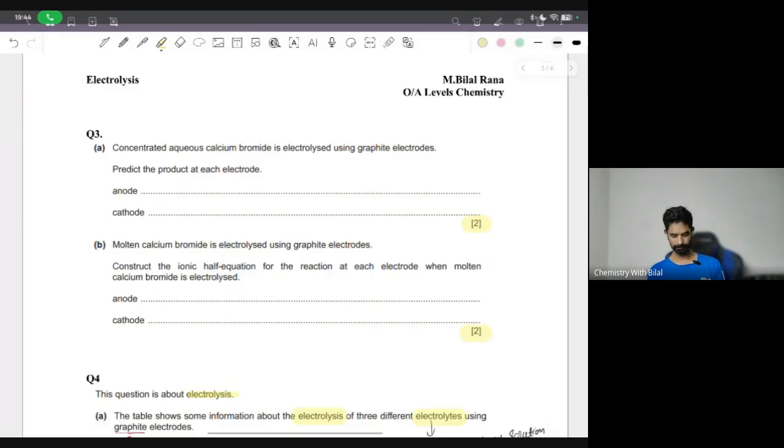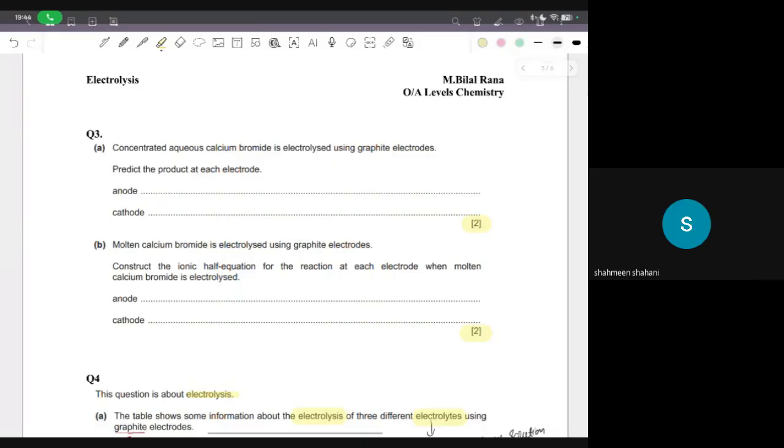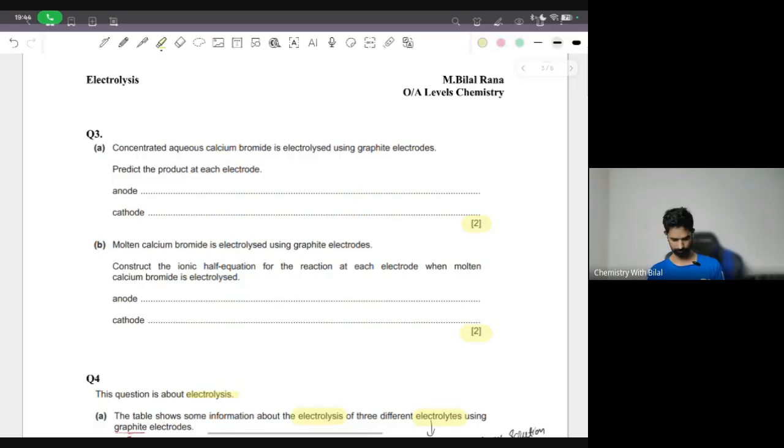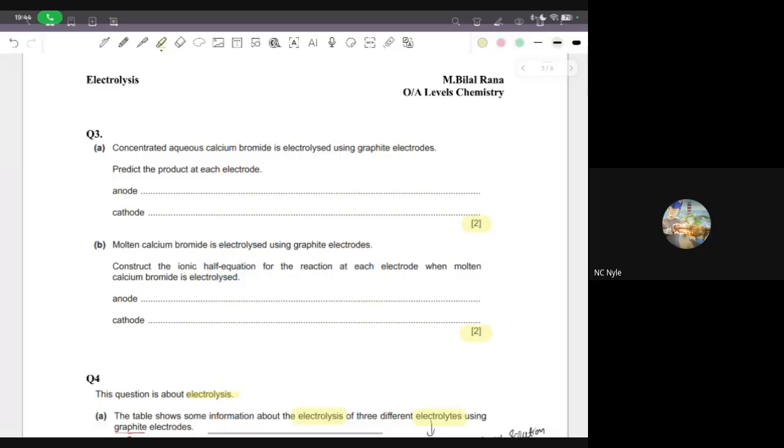Yes, Shamin, done. Yes, sir. Excellent. सबने कर लिया भाई? Yes, sir.